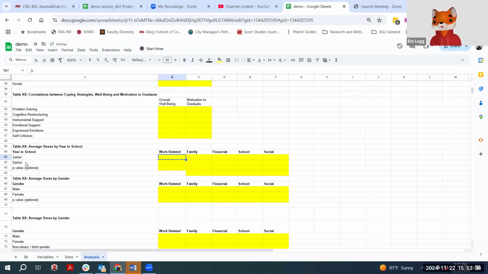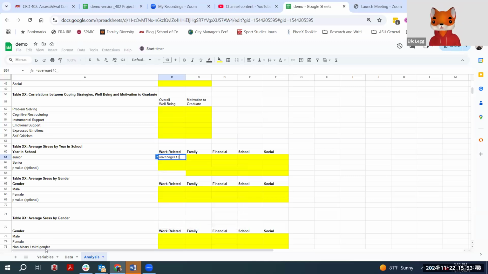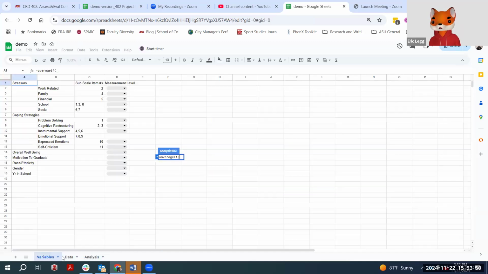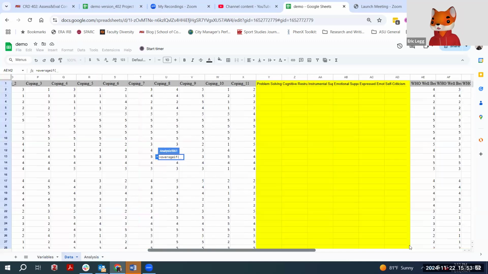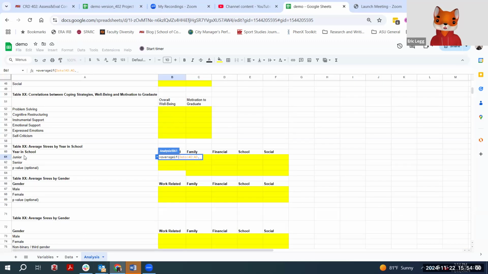So you could say you have one nominal, one interval. You know, it's a crosstab. You could use your little table and know that's an average if function. So equals AVERAGEIF. So if they're a junior, let's go to data. Let's find the year in school. That's column AO. So I like that. Comma. Back to my analysis, I click on junior.